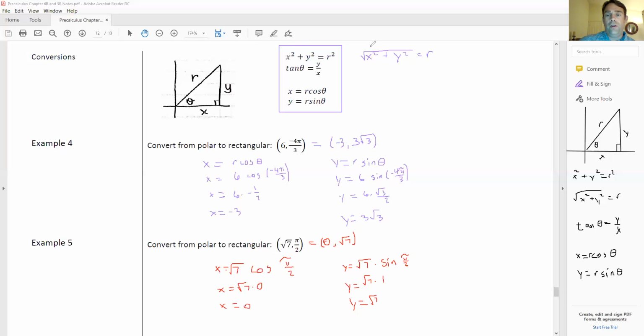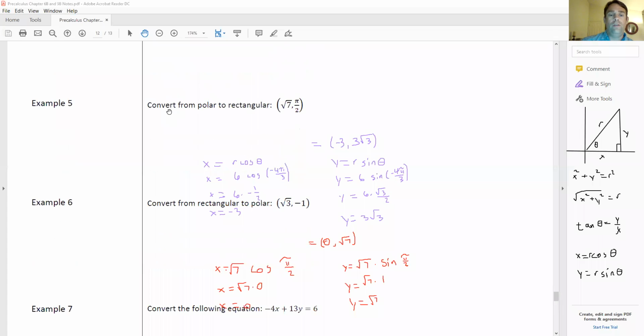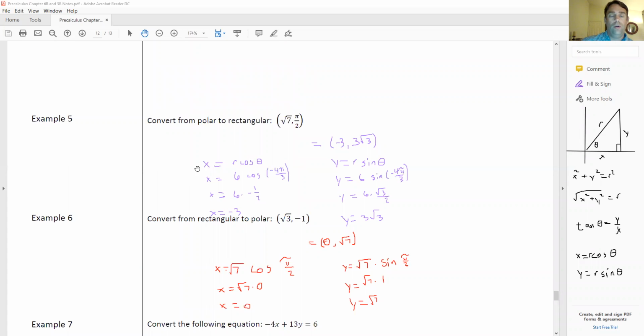So we're going to keep going here a little bit as we go on our merry little way. We've converted from polar to rectangular. What if we wanted to convert from rectangular to polar? Let's see what you guys can do with that. Take a look at example 6 there. I'd love for you guys to go ahead and convert that from rectangular to polar.